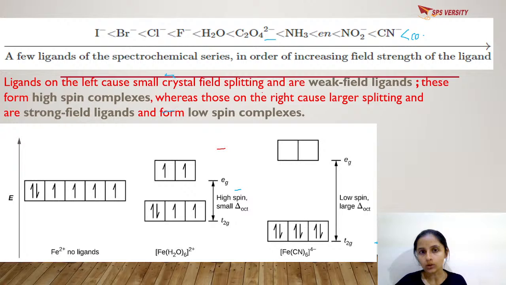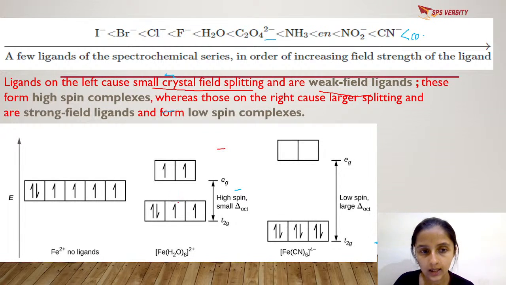Yeah, so the halogens cause smaller crystal field splitting and they are considered weak field ligands. What do you mean by weak field ligands? Since they split the degenerate orbitals into two sets with less energy in between, they can't cause much splitting, so they are weak field ligands. And also these form high spin complexes. These can't pair up the electrons in a given set, so these form high spin complexes.